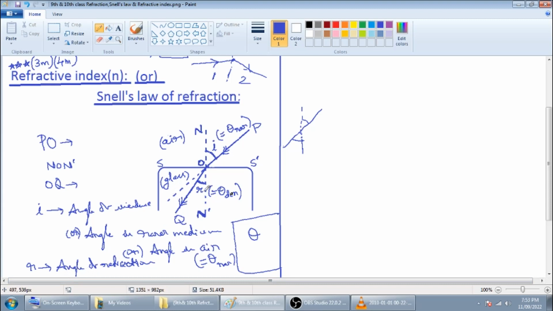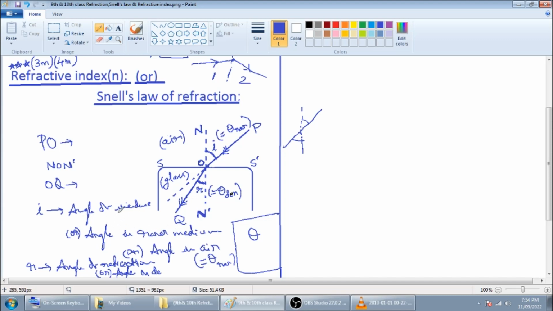The angle of refraction is considered in which medium? Glass medium. So this can also be called the angle in glass or the angle in the denser medium. Many textbooks use this name, instead of angle of refraction, they use angle in the denser medium. Whether it's the angle of refraction or the angle of incidence, it's always nothing but the angle made by the light ray with the normal. So the angle in the rarer medium means the angle made by the light ray with the normal only in that particular medium.